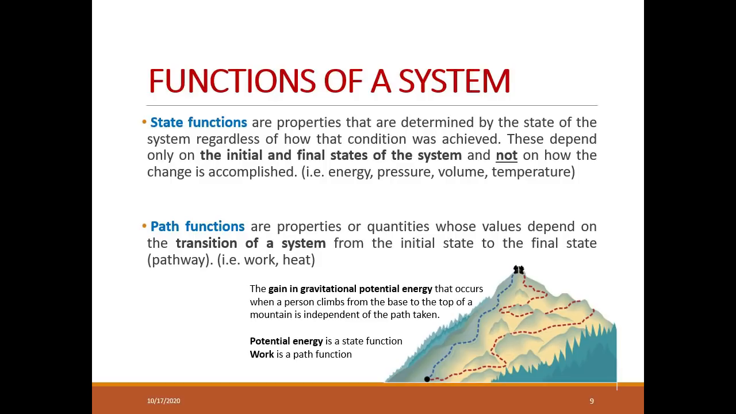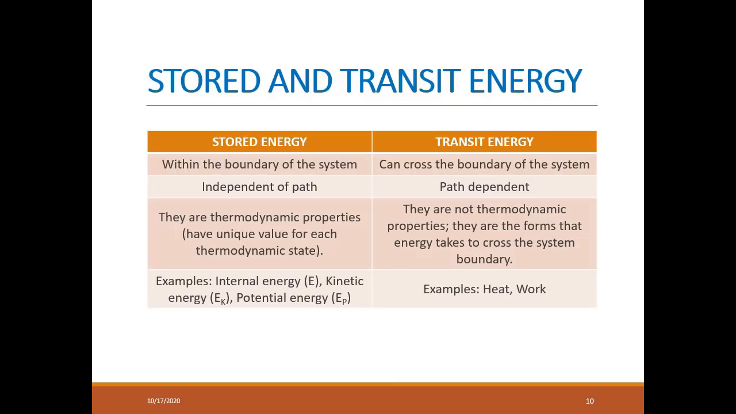Okay, work is a path function. So work and heat transfer are not properties. They are the forms that energy takes to cross the system boundary. What is the difference between stored and transit energy? Stored energy is within the boundary of the system, independent of path. They are thermodynamic properties, having a unique value for each thermodynamic state.